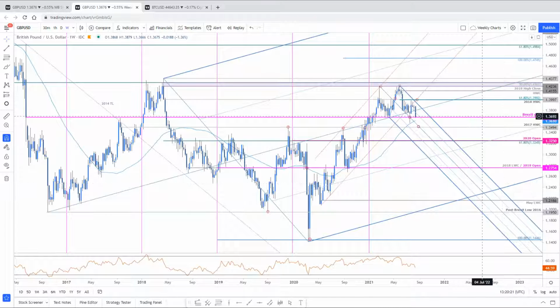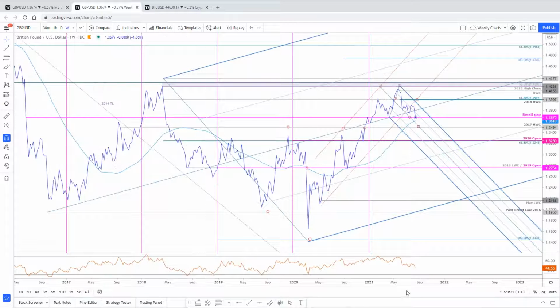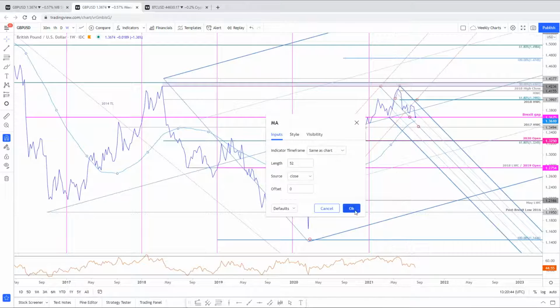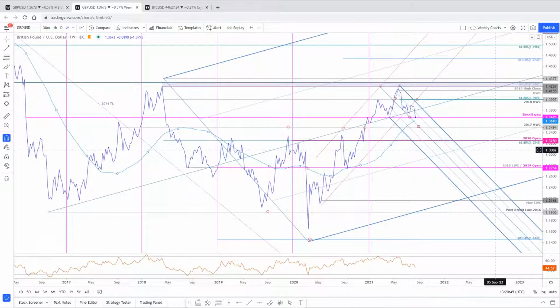So look for this weekly close. Again, since the breakout, we have not made a single weekly close below 36.75. And if we do that this week, it'll be a first. Just below 36.10, that's the 52-week moving average. And then obviously the 2017 high, we close at 34.94.